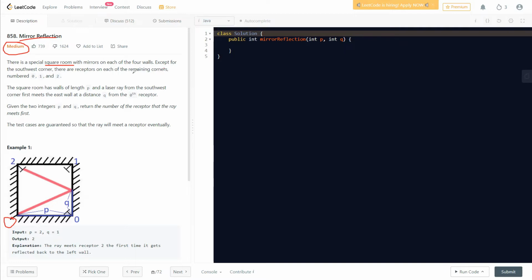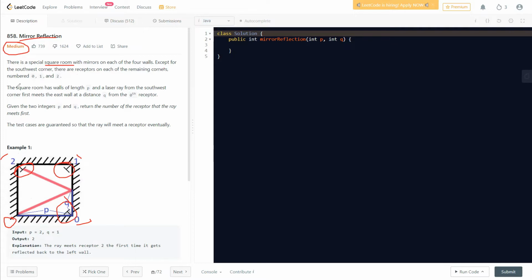there are receptors on each of the remaining corners, numbered 0, 1, 2. So this is 0, this is 1, and this is 2. Here you can see there are receptors. Except for the southeast corner, you can see there isn't any receptor out here. That's what they say: except for the southeast corner, there are receptors on each of the remaining corners, numbered 0, 1, and 2.